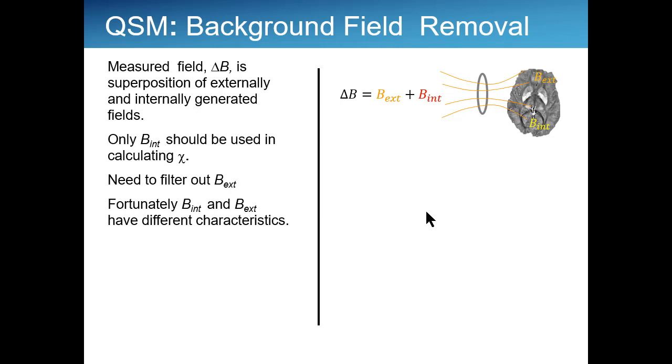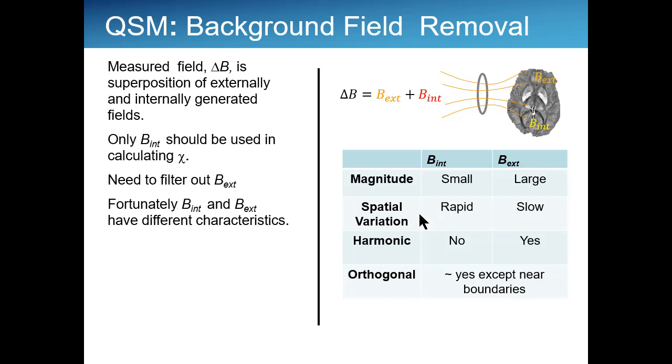So we need to filter out the external field. Fortunately, these two kinds of fields have quite different characteristics. In particular, the spatial variation of the internal field tends to be quite quick, whereas it's slowly varying for the externally generated fields.